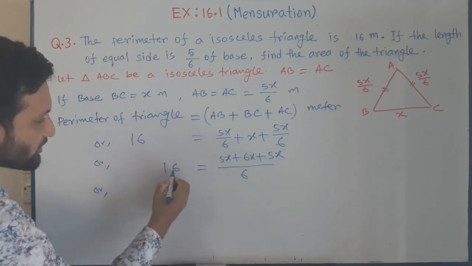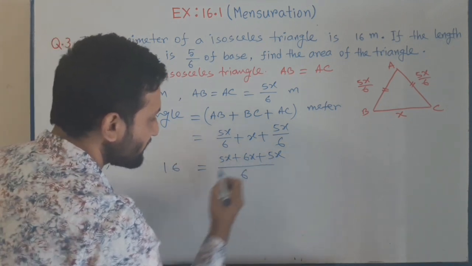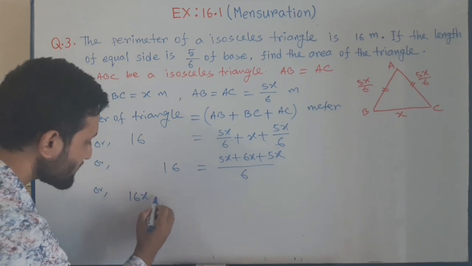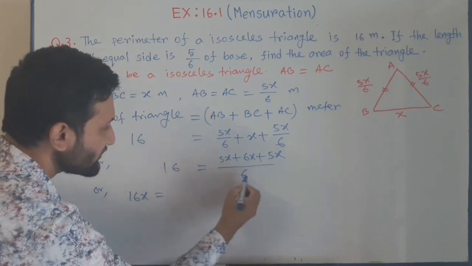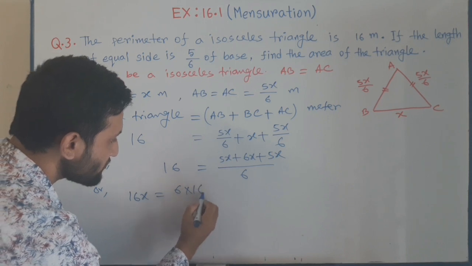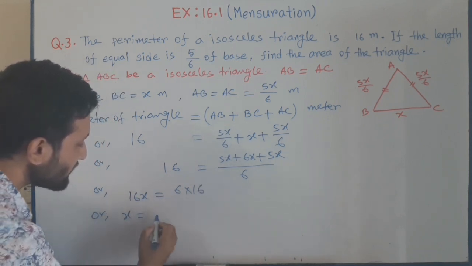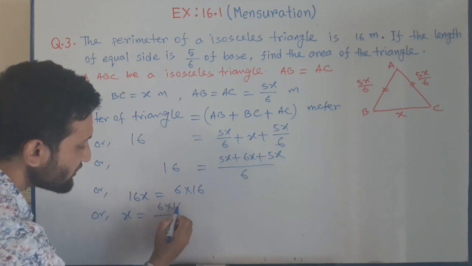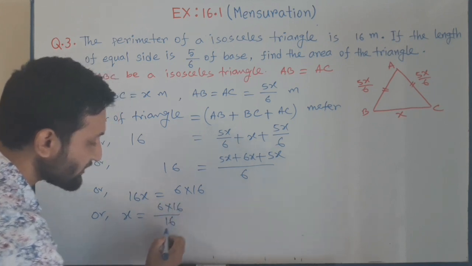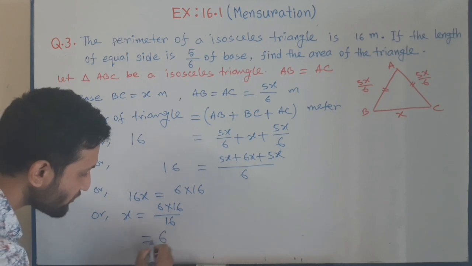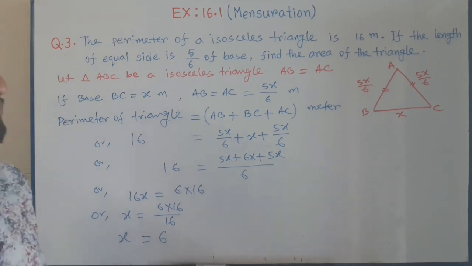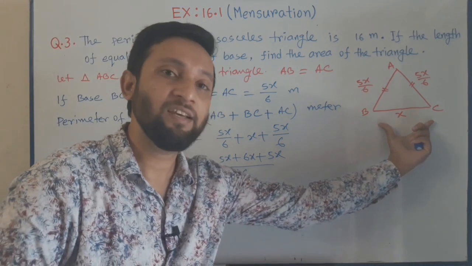So 5x, 6x and 5x make 16x, equal to, by cross multiplication, 16 into 6. So x equals 6 into 16 divided by 16. The 16 and 16 cancel, so the value of x equals 6. That means the base of this isosceles triangle is 6 meter.